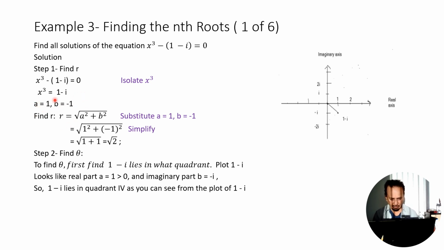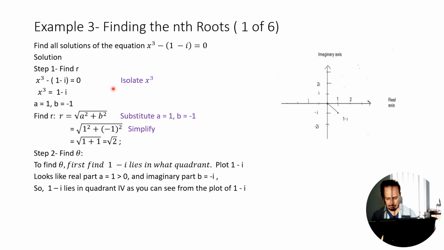Now a is 1, the real part of the complex number, and b is equal to the coefficient of i, which is −1. So now r = √(a² + b²). Substitute a = 1, b = −1. So this becomes √(1² + (−1)²). Now 1² equals 1, and (−1)² is also 1. So we get √(1 + 1), which becomes √2.